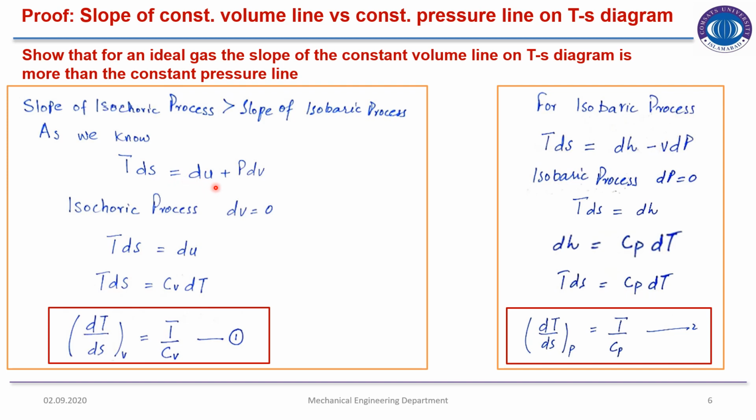As we know, TdS is equal to dU plus PdV. We obtained this relation in the current lecture. For an isochoric process, that is a constant volume process, dV is equal to 0. So the expression is reduced to TdS is equal to dU. U is the specific internal energy, and the relation for U is CvT. As Cv is constant, it comes out of the derivative, so dU is equal to Cv dT. So the relation is TdS is equal to Cv dT.